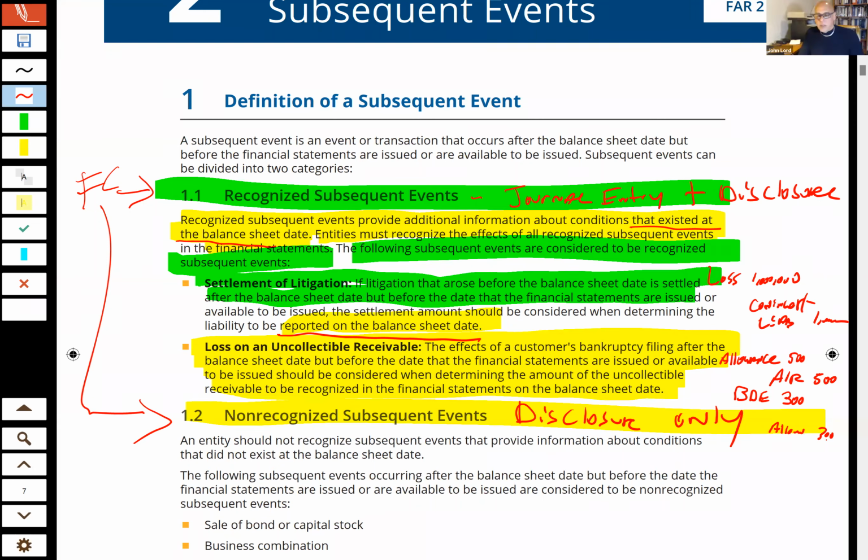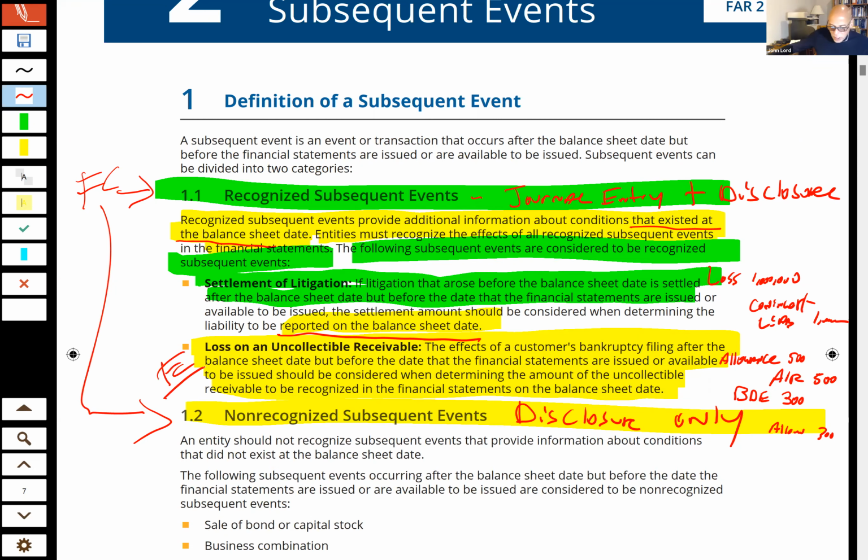The takeaway here is not that part so much as what? Journal entries. A series of journal entries for what? For a loss on the uncollectible receivable, even though the client didn't declare bankruptcy until after year end. Why don't you flashcard that? Because that's a little tricky.